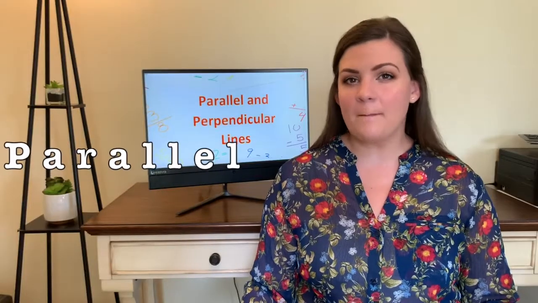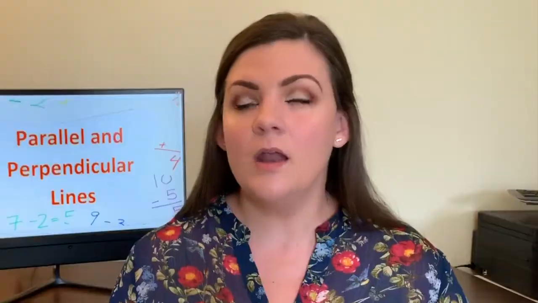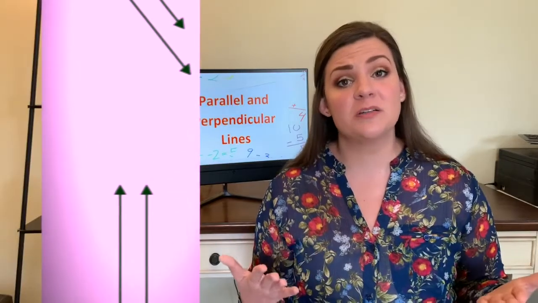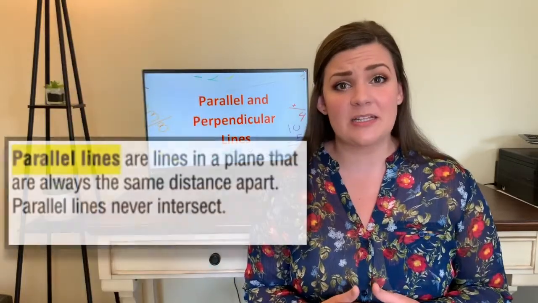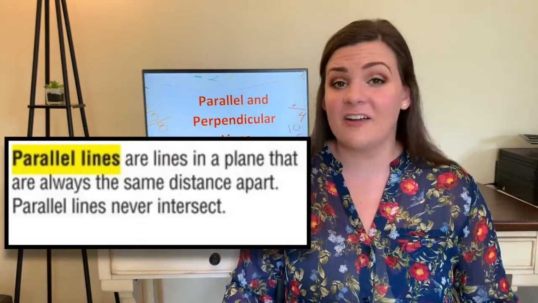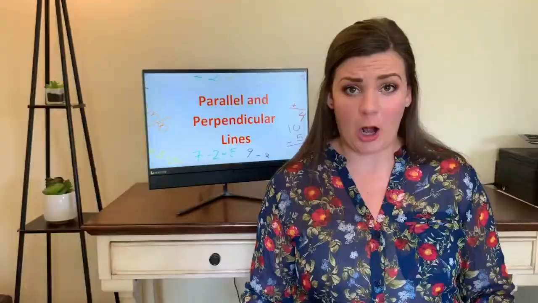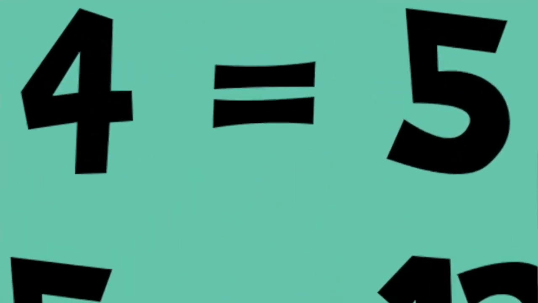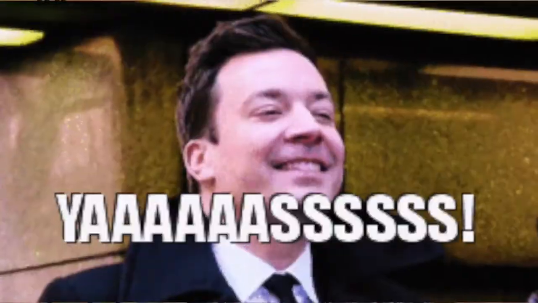Let's talk about the word parallel. In geometry, we use the word parallel to describe lines and line segments. Parallel lines and line segments are equal distance apart and they never cross or intersect. Some places that we see parallel lines are on a football field, a road, railroad tracks, piano keys, and the equal sign. The word parallel even has parallel lines. Can you see them?